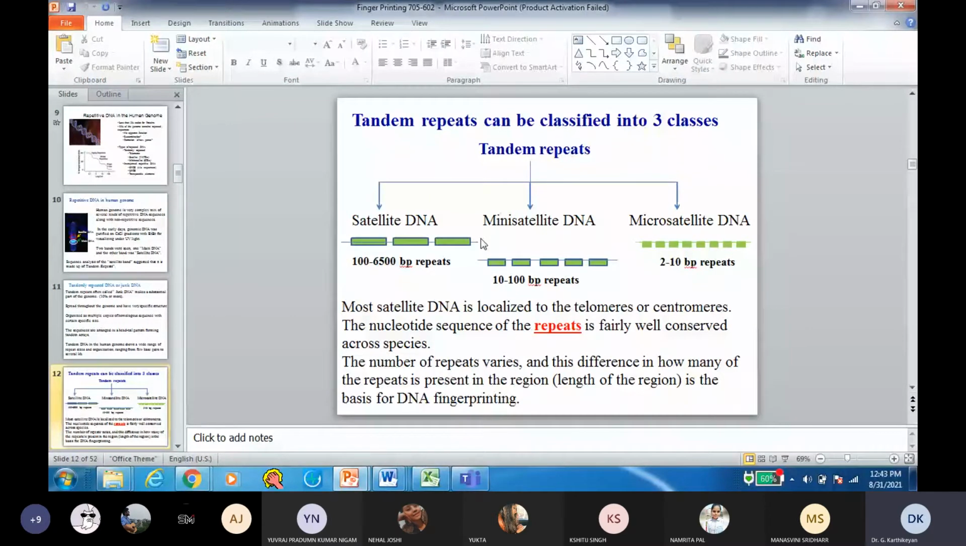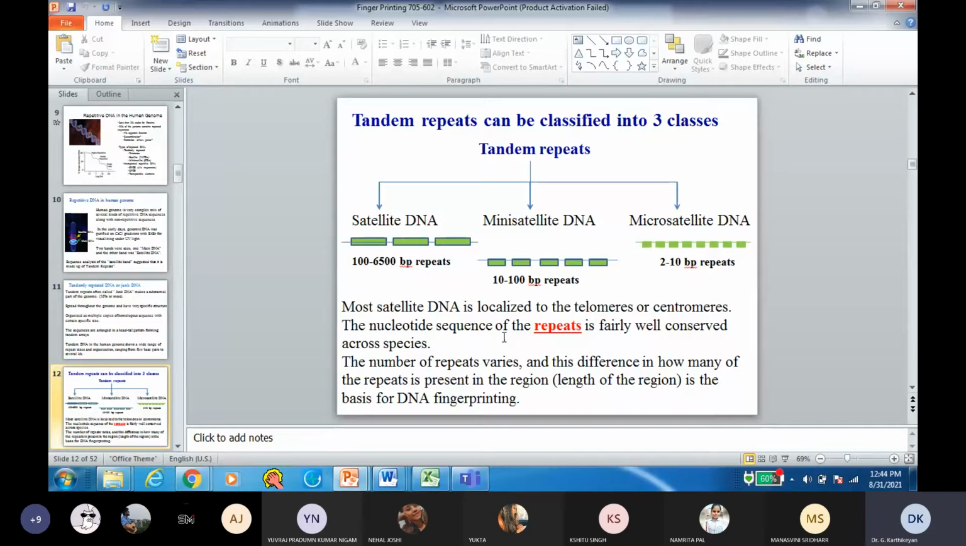In the case of mini satellite, you can have 10 to 100 base pair repeats multiple times. In the case of micro satellite repeats, you have 2 to 10 base pair repeats. I will show you some examples from the human genome of these repetitive DNAs. Most of the satellite DNA is located either in the telomeres or centromeres, and the nucleotide sequence of these repeats is fairly well conserved across species. The number of repeats varies, and the difference in how many repeats are present in a region is the basis for DNA fingerprint.